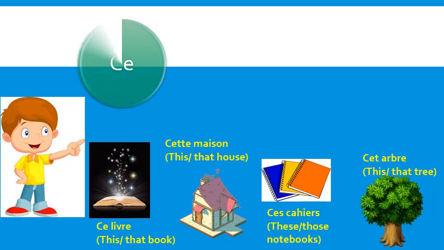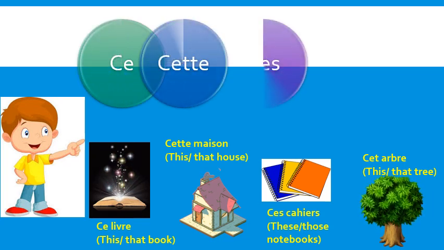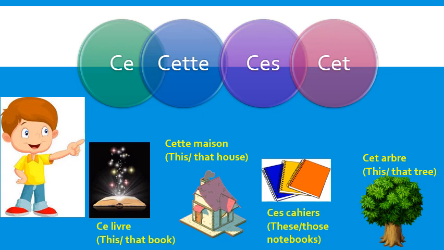So here are a few examples. First one, ce livre, meaning this book or that book. Livre being a masculine singular noun, ce is used. Then cette maison means this house or that house. Maison is a feminine noun, so cette. Third one, ces cahiers means these notebooks or those notebooks. Cahier is a plural noun over here.